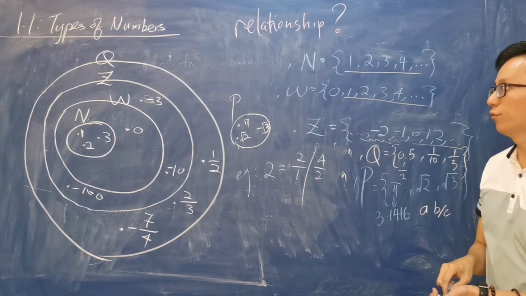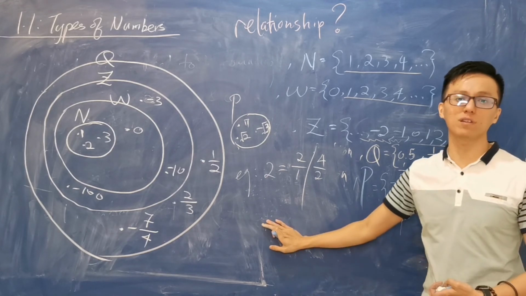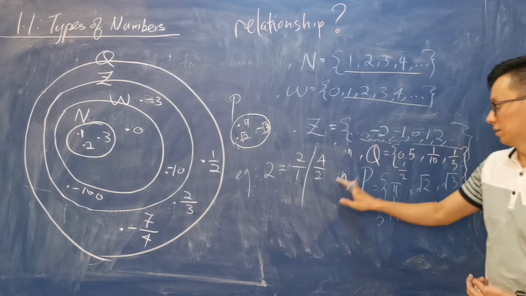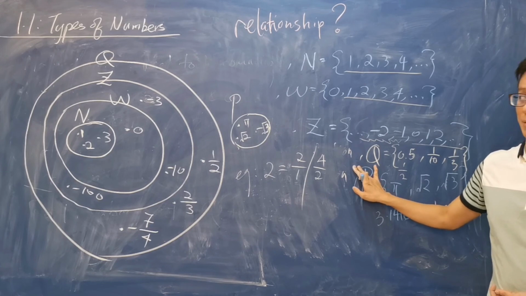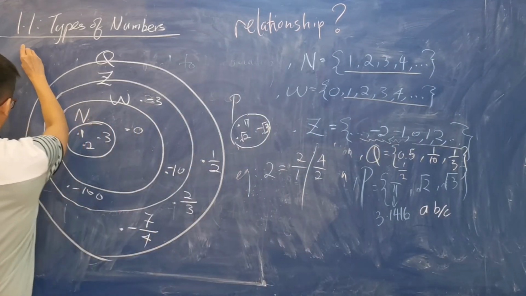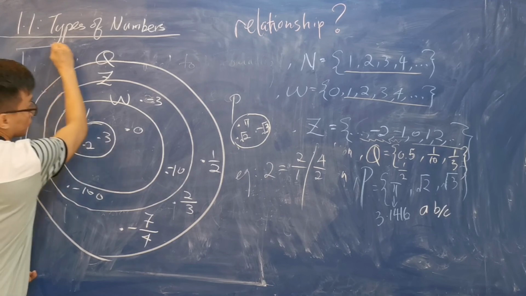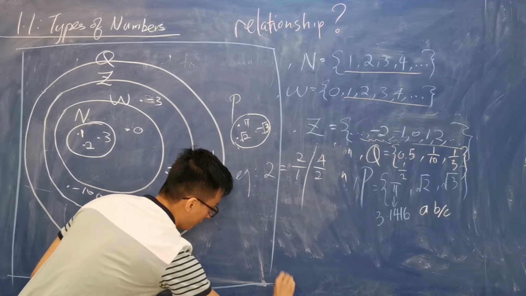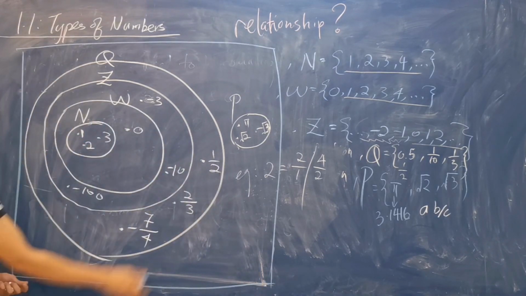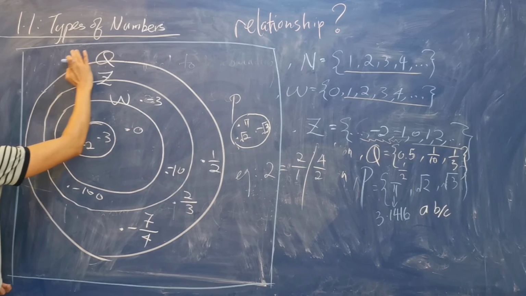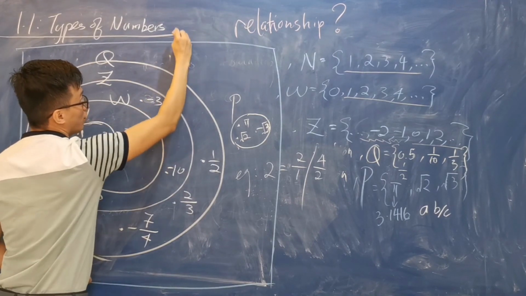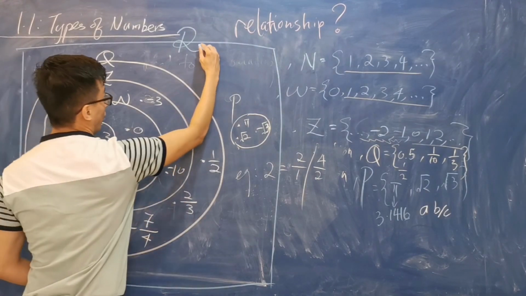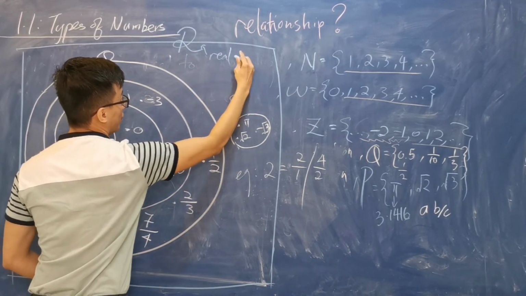The last one, real number. As we mentioned before, the real number is actually the combination of the set of irrational number and rational number. That's why we can draw like this. We draw the big box. All the circles are inside the box. Then here we put R. The R is actually the symbol for real number.